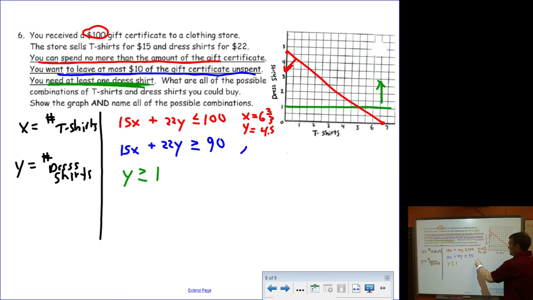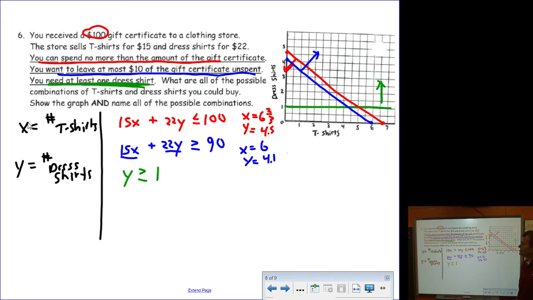The blue line has an x-intercept exactly at 6 and a y-intercept at barely above 4. It'd be 4 and 1/11, about 4.1. So let's go ahead and put a dot on the y-axis at about 4.1, and on the x-axis, exactly at 6. And let's connect those. And the blue line, when I shade it, let's see, 0 plus 0 is greater than 90, that's false. The blue line would be shaded above.